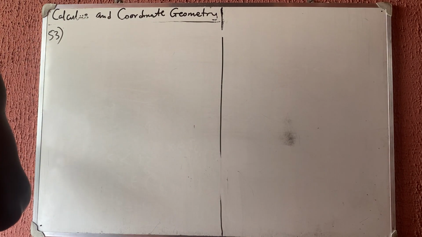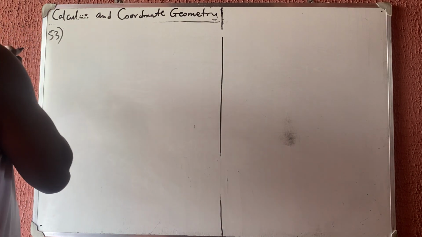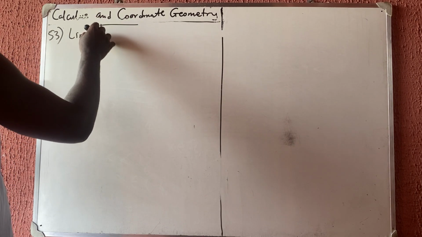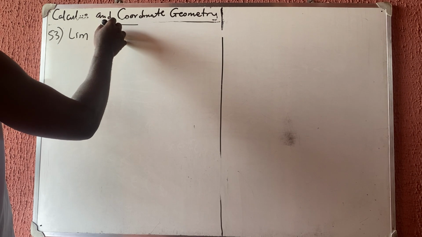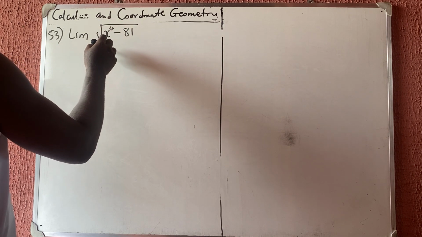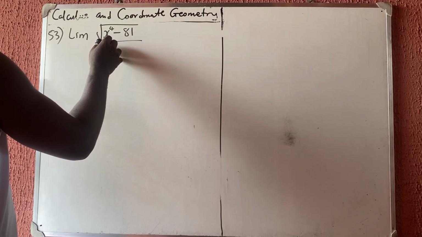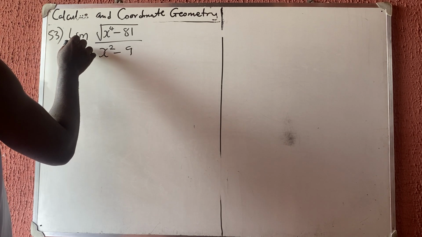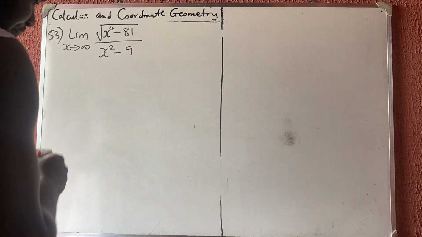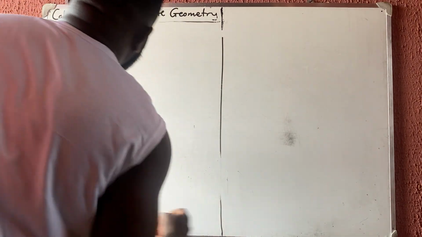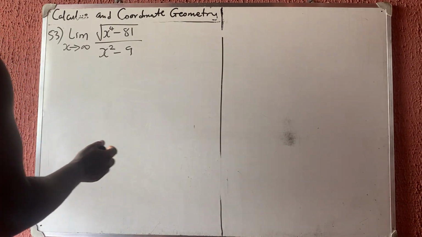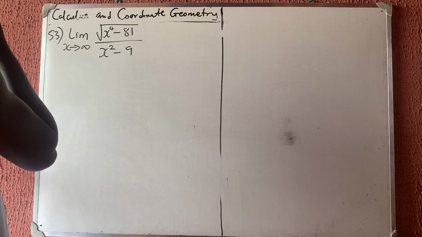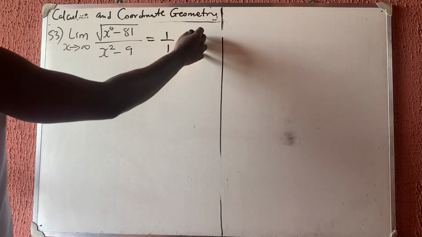Question number 53. Question number 53 said that the limit of the square root of x raised to power 4 minus 81 all over x squared minus 9 as x approaches infinity. Now, I told you something about approaching infinity. We are taking just the quotient of the highest power. The quotient of this is 1. 1 divided by 1 is 1. Automatically, that is the answer. There's nothing to solve. So the answer here is simply 1 divided by 1, which is 1.